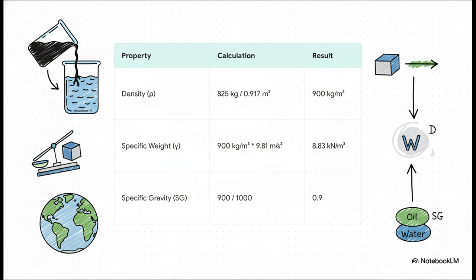First, we get the density. We just divide the mass by the volume, and that gets us 900 kilograms per cubic meter. Simple enough. Next, we want its specific weight, how heavy a chunk of it is. So we just multiply that density by gravity. And then, for that quick and dirty comparison, we calculate the specific gravity. We divide our oil's density by water's density, and we get 0.9. Boom. That one number tells us everything. This oil is 10% less dense than water, which means it would float right on top.